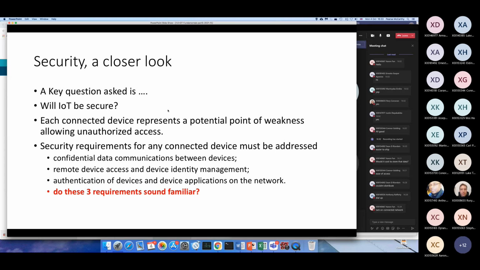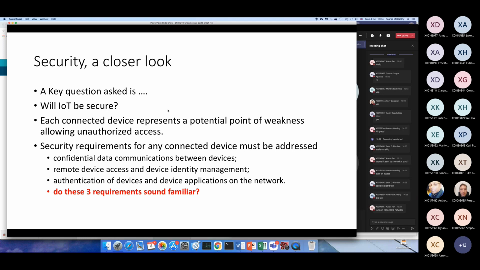Similarly, authentication of devices and device applications on the network. So in other words, if a device comes on the network, it's authenticated, it should be there. And similarly, any applications that are on that device are the real applications, they're not rogue applications.